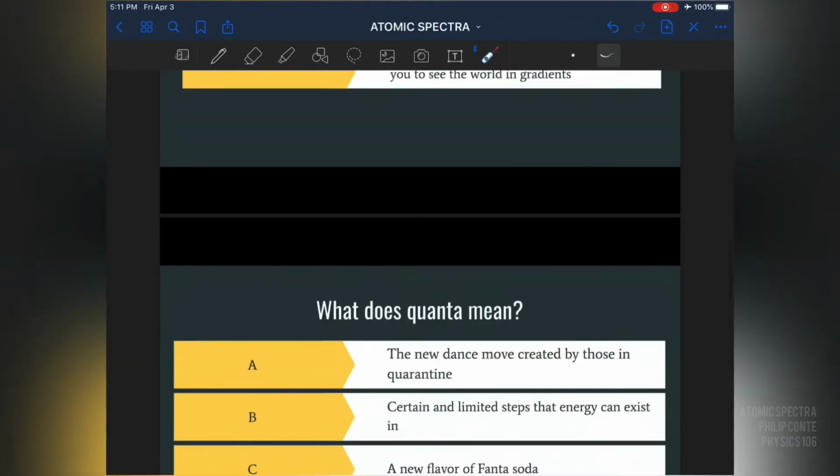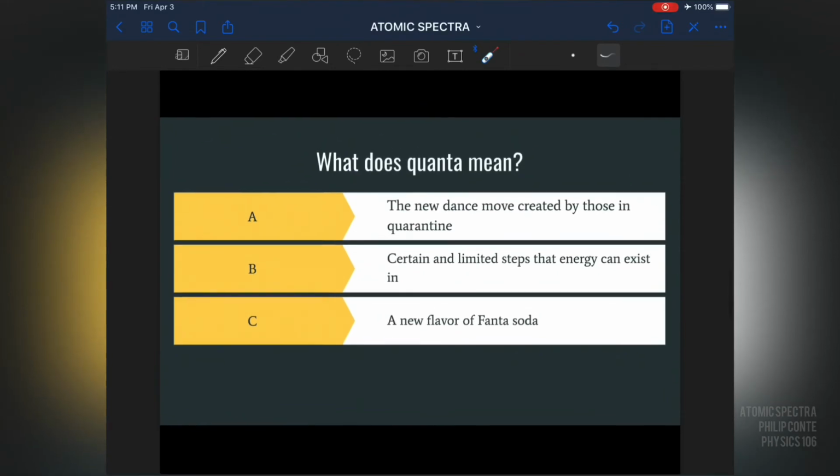Next question. What does quanta mean? A, the new dance move created by those in quarantine? B, certain and limited steps that energy can exist in? Or is it C, a new flavor of Fanta soda? Hopefully you got B on that one.